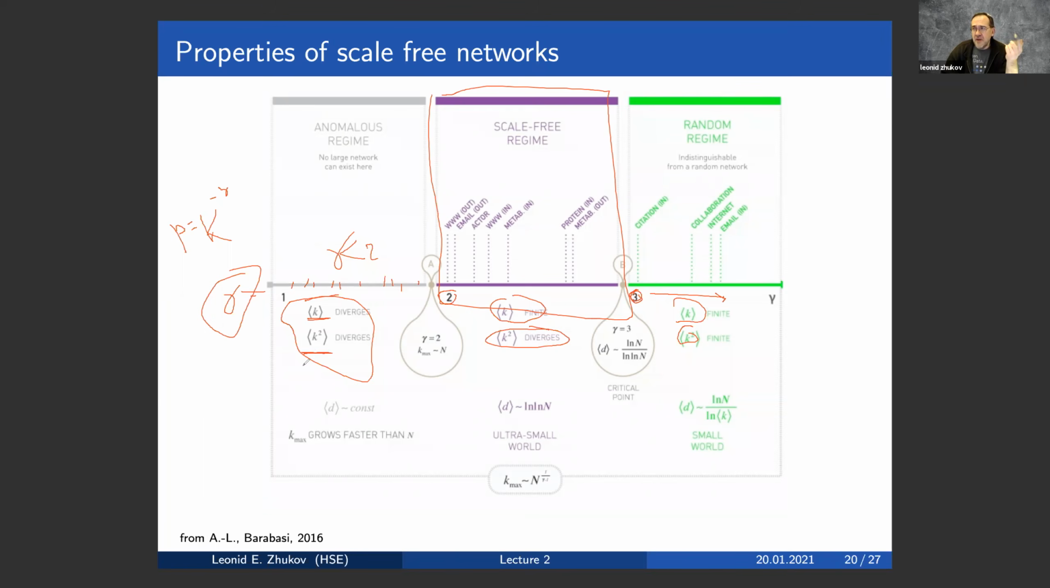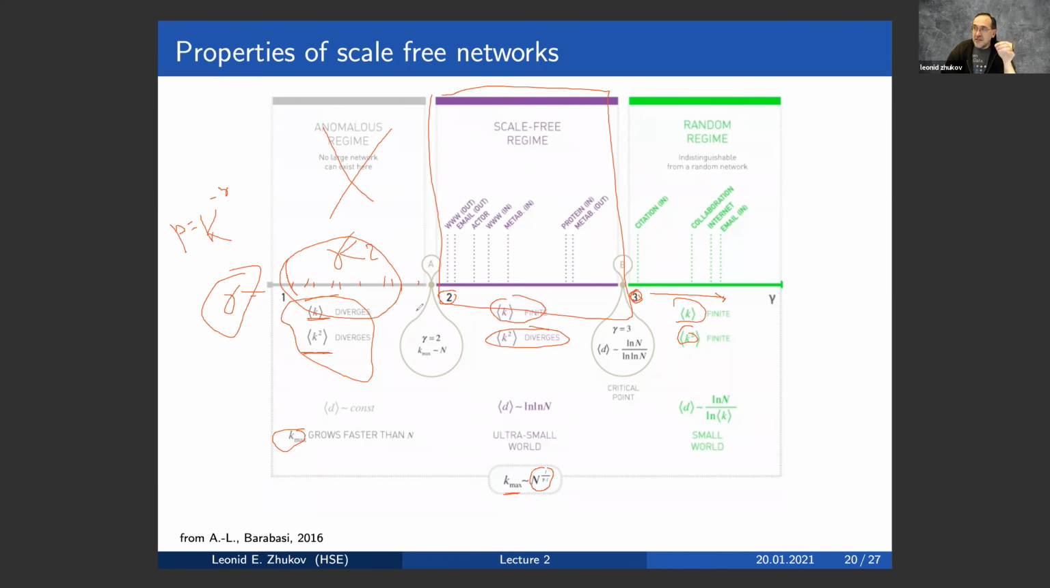In fact, that really means, if you try to go back through our calculations, that the maximum node degree, remember we estimated it was n to the power 1 divided by gamma minus 1. Well, if gamma is less than 2, that means the maximum node degree grows faster than the number of nodes, which is impossible. And there are some other reasons, not only this. Pure power law networks do not exist in this regime. So you just don't have it.